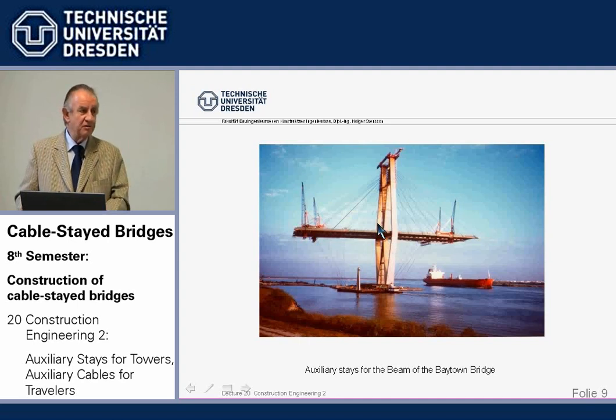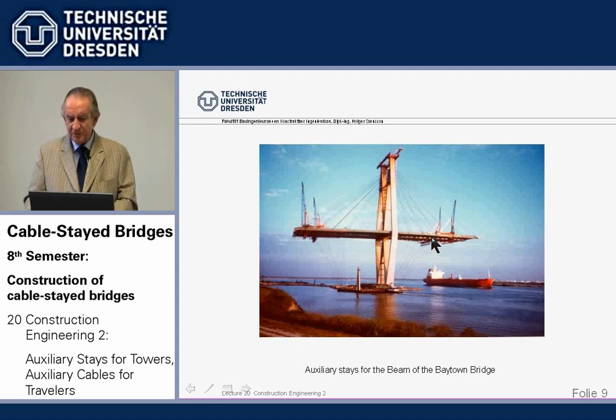I told you all sorts of things about aerodynamic stability. You may not be happy to remember, but I did. And there we discussed all that. Now, here it would not have been possible by free cantilevering to both sides to be safe against a hurricane when it really hits the bridge during construction.